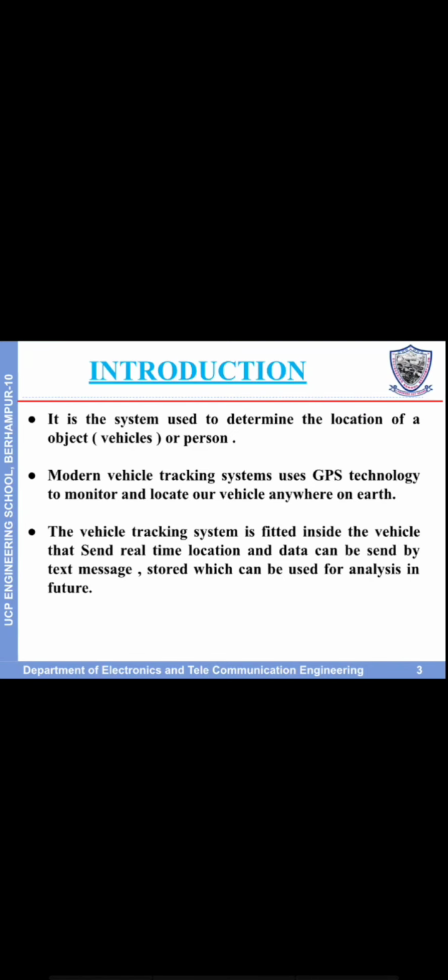Introduction. It is a system used to determine the location of an object or person. Modern vehicle tracking systems use GPS technology to monitor and locate our vehicle anywhere on earth. The vehicle tracking system is fitted inside the vehicle and sends real-time location and data, which can be sent by text message and stored for analysis in future.